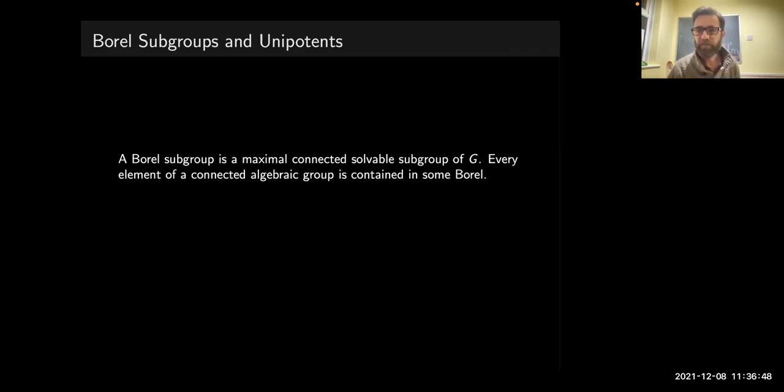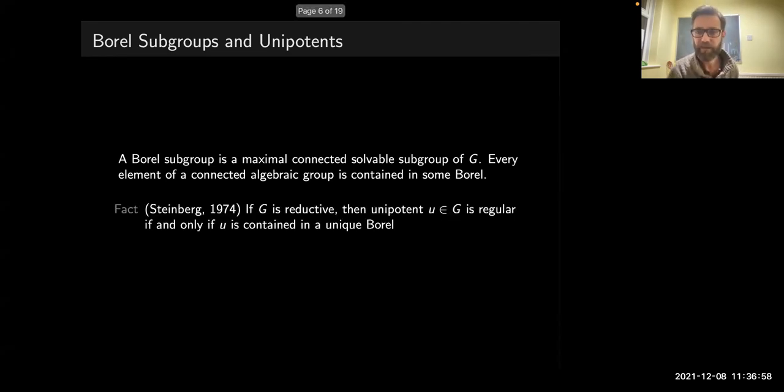So the main thing I need, actually, upon which all of the rest of the maths in this talk is built, is a result due to Steinberg, I think, from the 70s, that allows you to recognize regular unipotent elements by looking at how many Borel subgroups they're contained in. So in a reductive group G, you can recognize a unipotent element being regular because it will be contained in precisely one Borel subgroup.